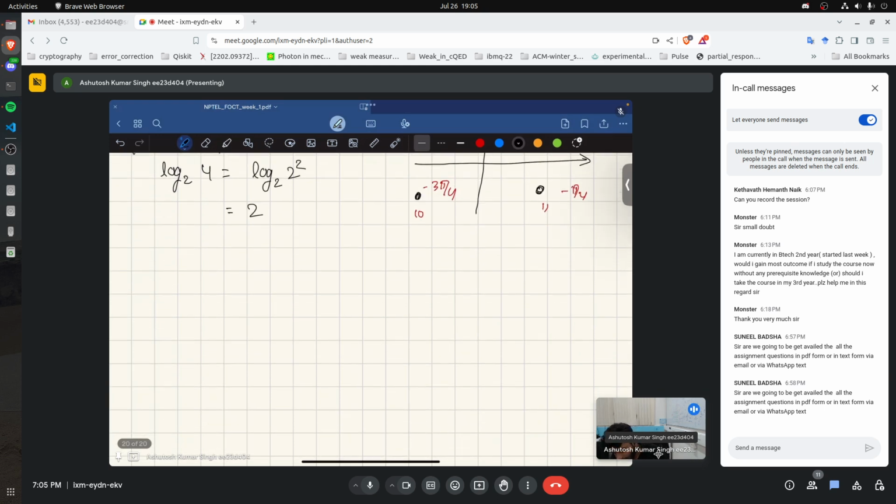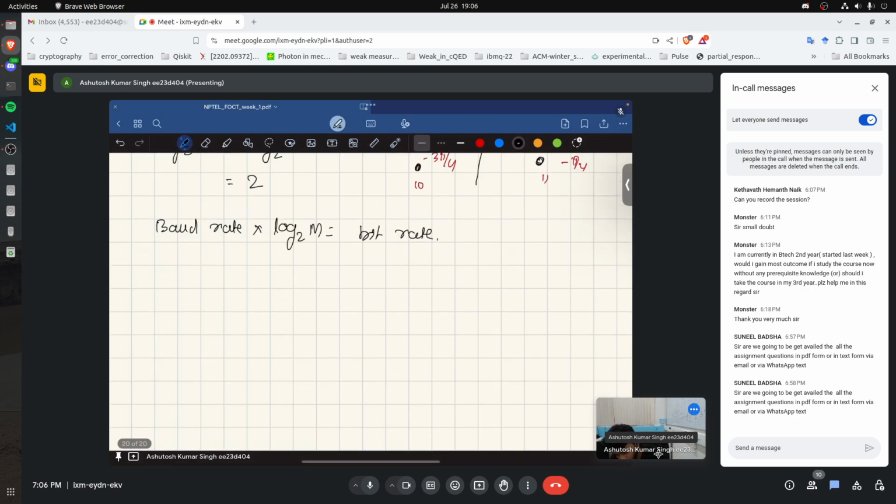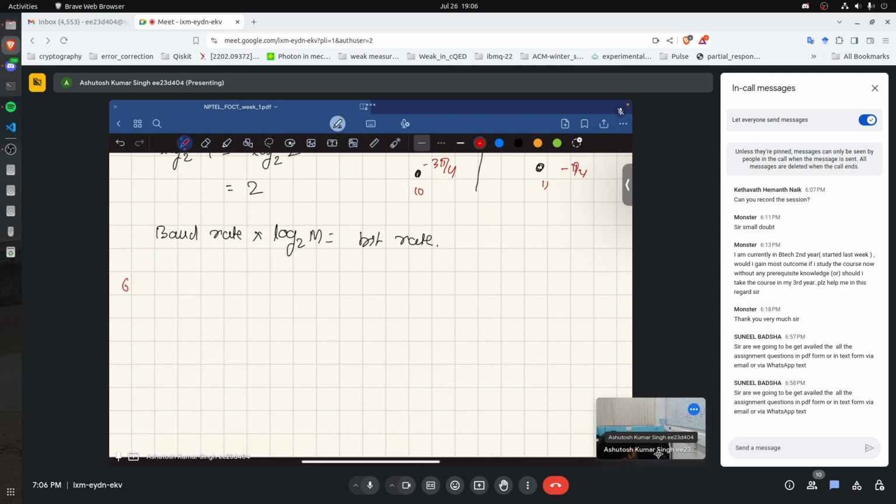Now after you have this number, you can use the relation baud rate into log 2 of m is equal to bit rate and arrive at the solution. Now, the sixth question. Which one of the following has the highest spectral efficiency at Nyquist sampling rate?